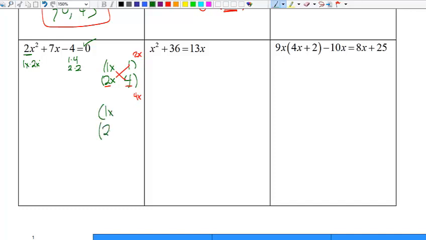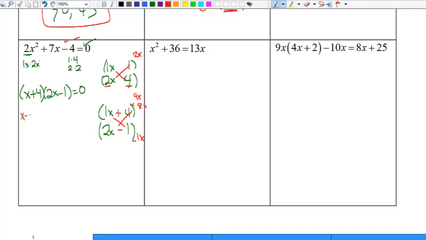So I'm going to try 1x and 2x, and let's put the 4 across from the 2. See if that works. So this gets us 8x and 1x. Using 8x and 1x with one of each sign, because the 4 is negative. That means I have to have one of each sign. So I put a positive on the 8 and a negative on the 1. So this factors into x plus 4 and 2x minus 1 equals 0.